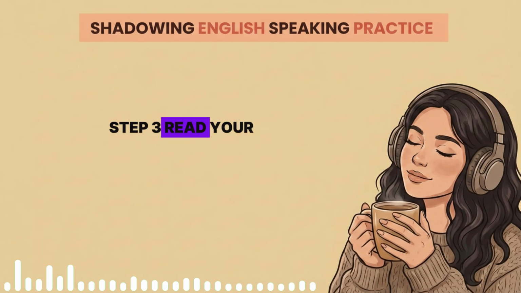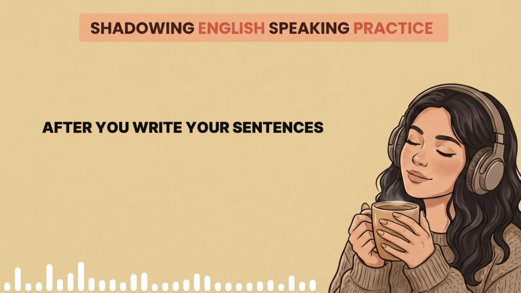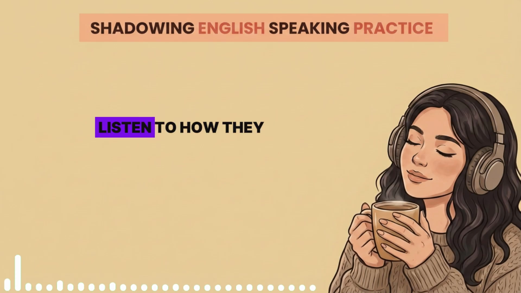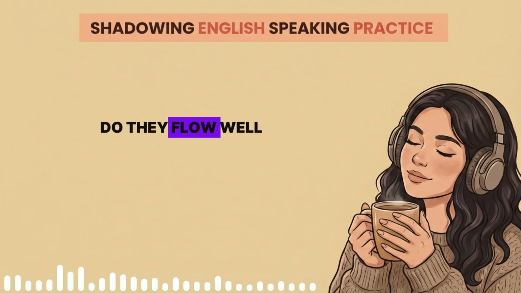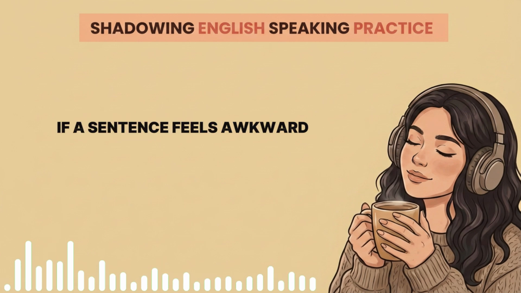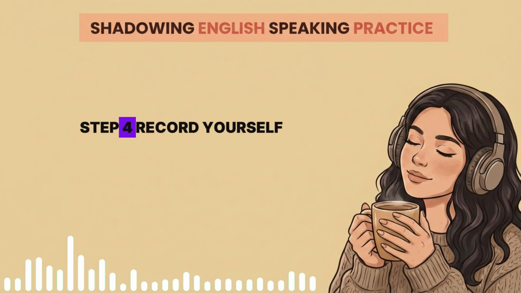Step 3. Read your sentences out loud. This is very important. After you write your sentences, read them to yourself. Listen to how they sound. Do they feel natural? Do they flow well? If a sentence feels awkward, change it. Make it yours.